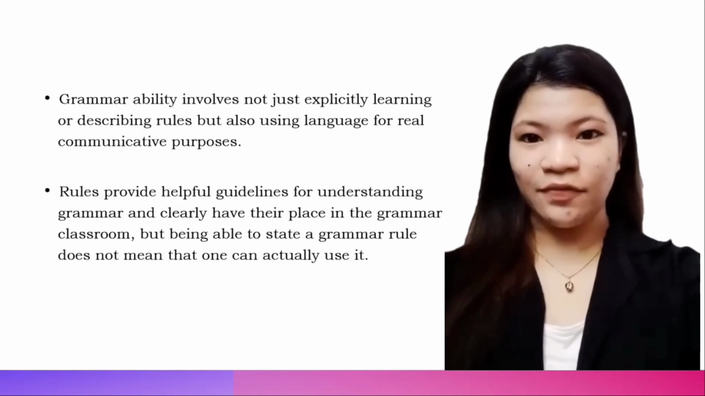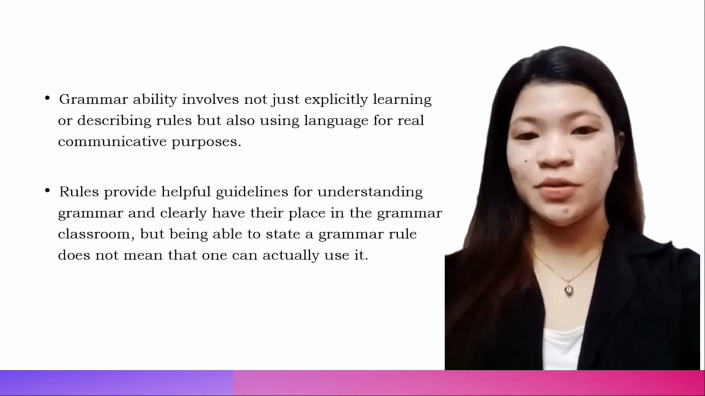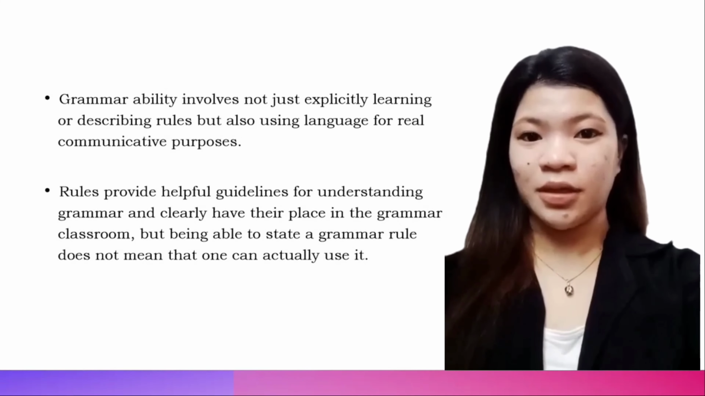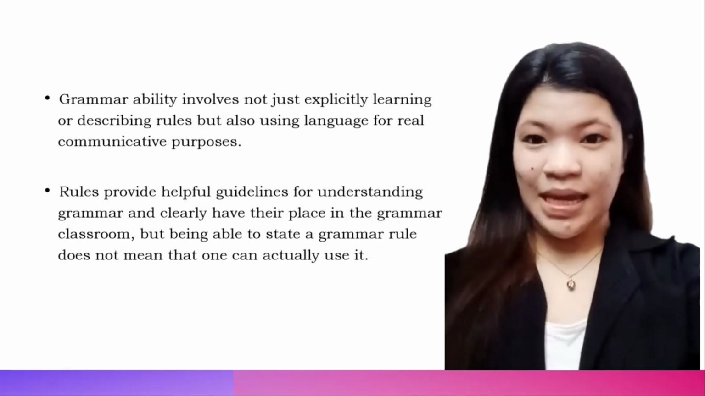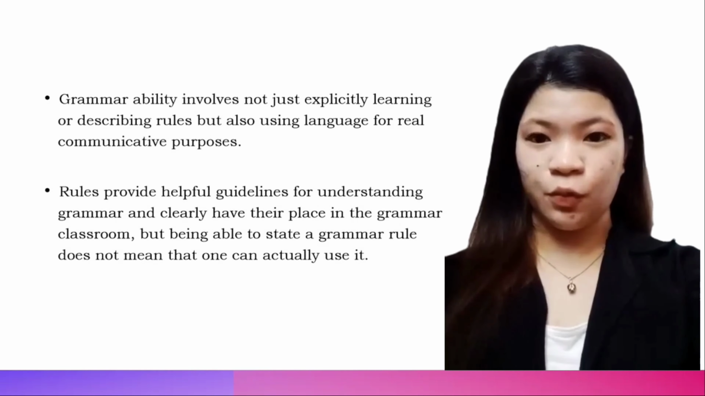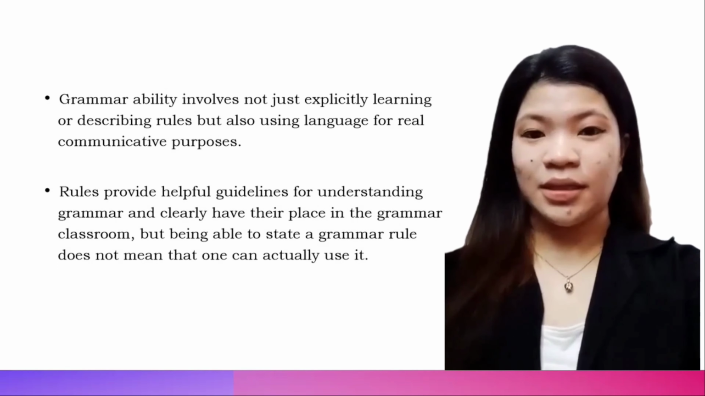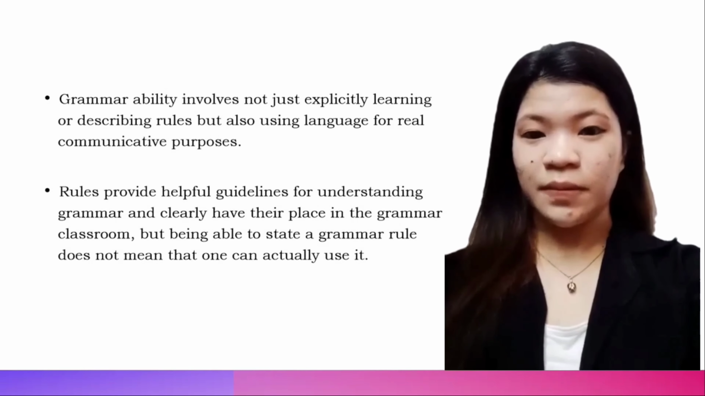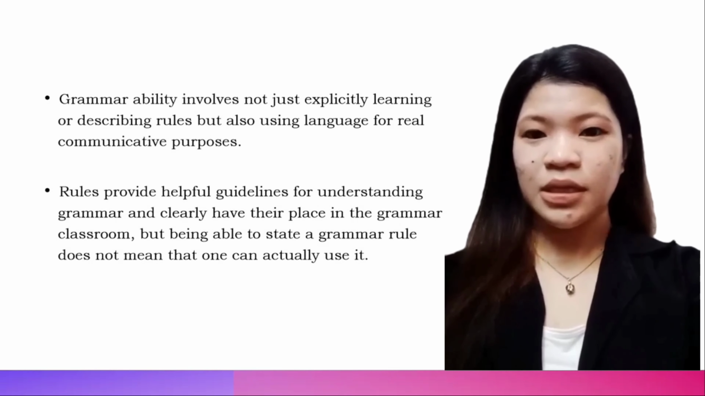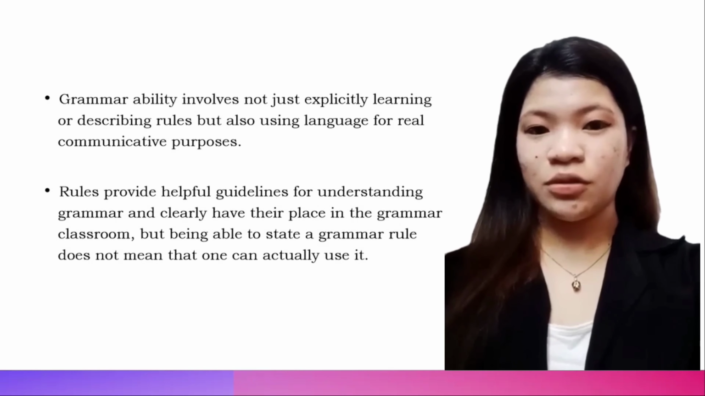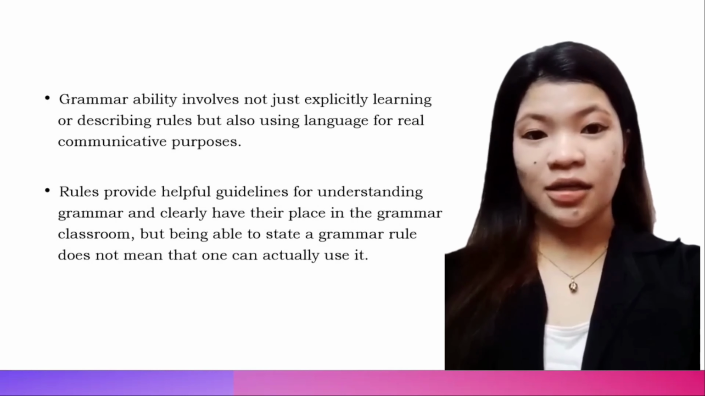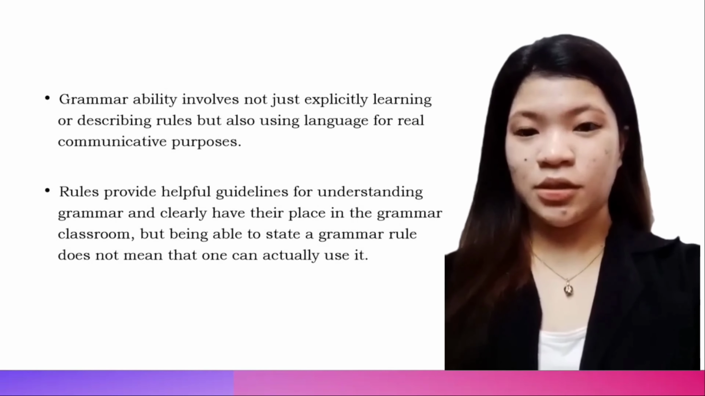Grammar ability involves not just simply learning or describing rules, but also using language for real communicative purposes. First, we're talking about broad ability. This is something that you can do whenever you want, once you have learned it, such as reading, swimming, or speaking a language. Specific ability is the other type of ability. It refers to something you can or cannot accomplish in a specific situation.